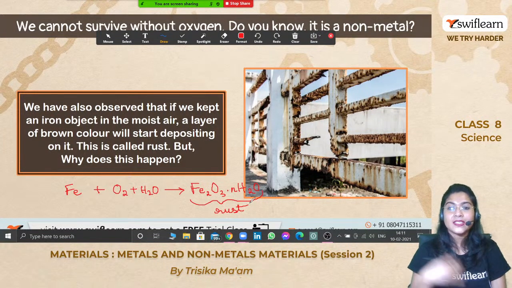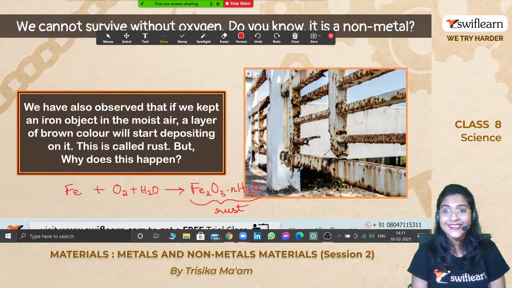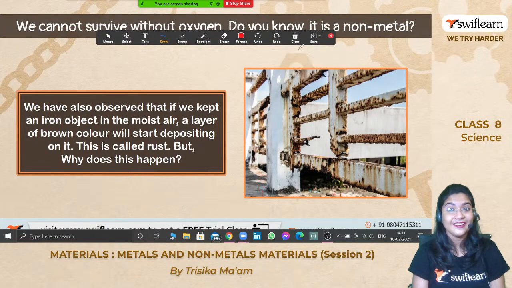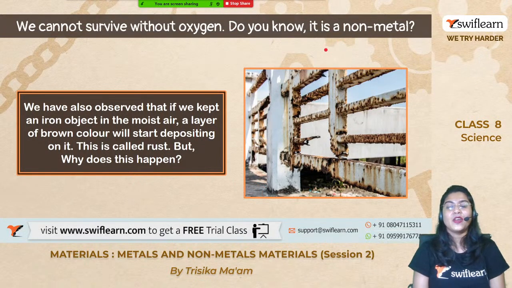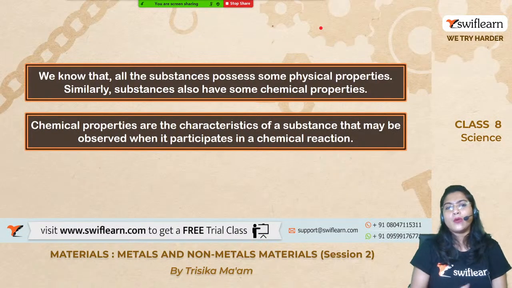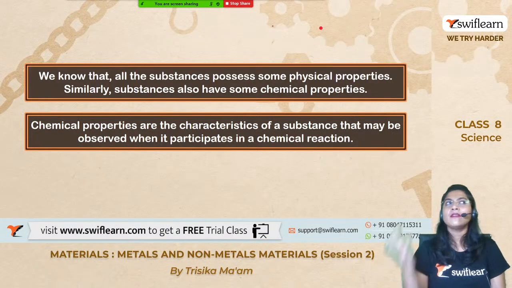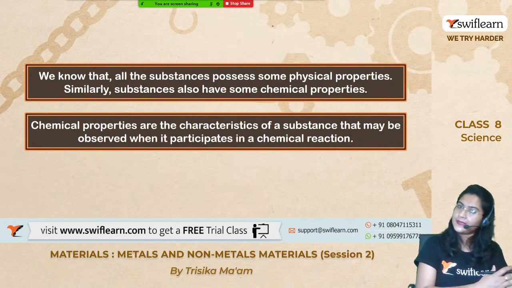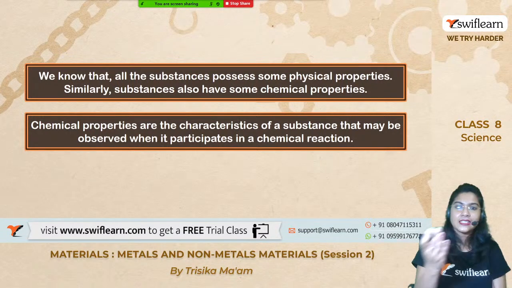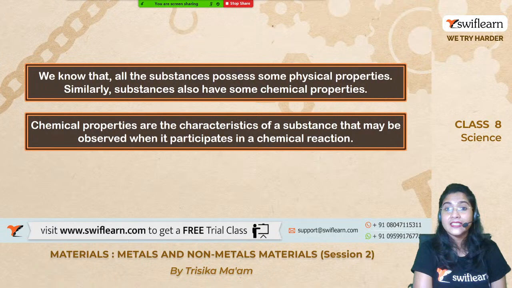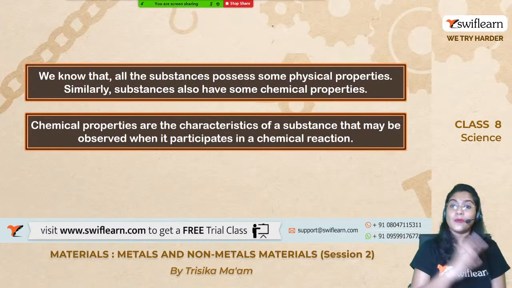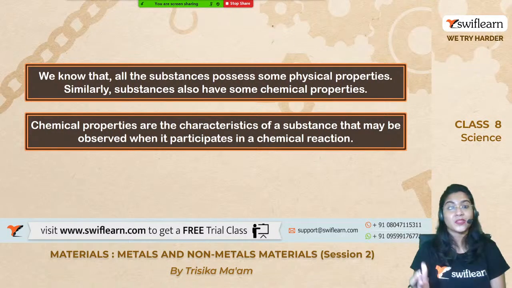Yeah, you can see this type of thing in the railings, in the bridge, right? Yes, very good. In the gate, which is made up of iron, right? Exactly. Okay, so we know that all the substances possess some physical properties, right? And as I already gave one example, that is a chemical property. So the substances also have some chemical properties.